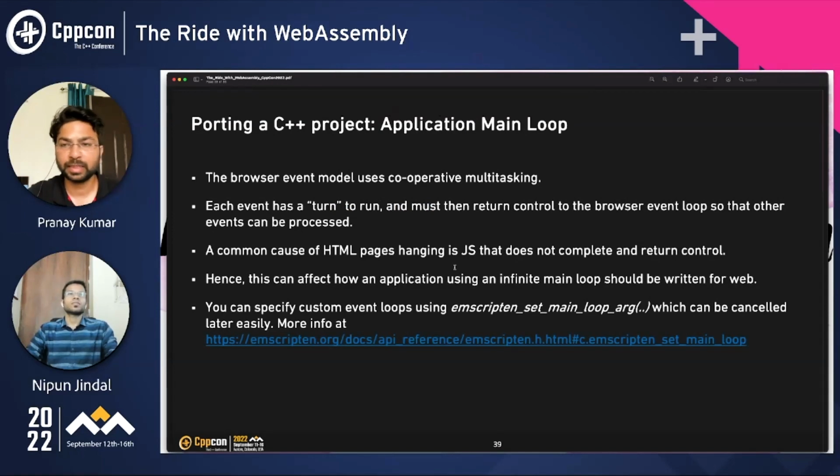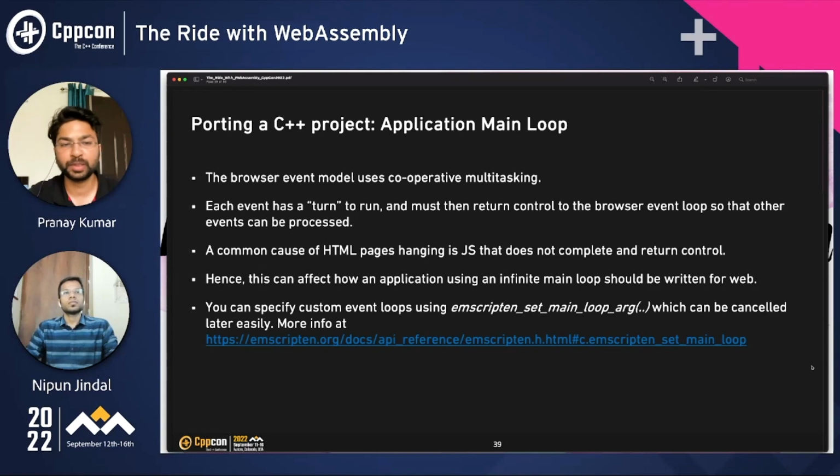Now, typically in native environments, we have an application main event loop handler. For the browser, there is already an event loop that uses cooperative multitasking. Each event gets a turn to run, and then it must return control back to the browser so that events can be processed. You might have seen cases where your page is unresponsive. That usually happens because your JavaScript code, which is being executed, doesn't return control back to the browser. This can have an impact on applications that use an infinite main loop because it's not scalable for web.